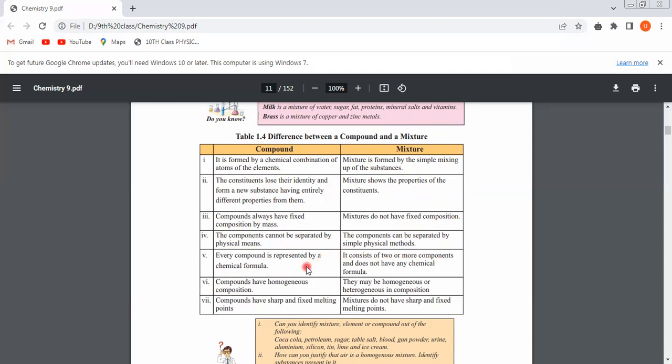Every compound is represented by a chemical formula. A mixture consists of two or more components and does not have any chemical formula. A compound has a homogeneous composition, while mixtures may be homogeneous or heterogeneous in composition. Compounds have a sharp and fixed melting point. Mixtures do not have a sharp and fixed melting point.